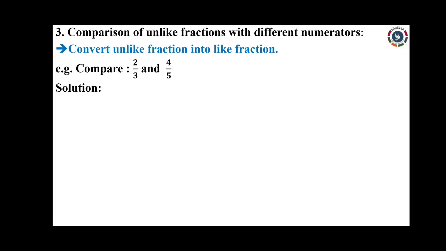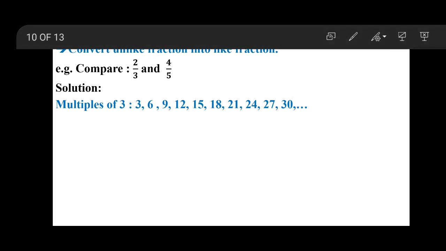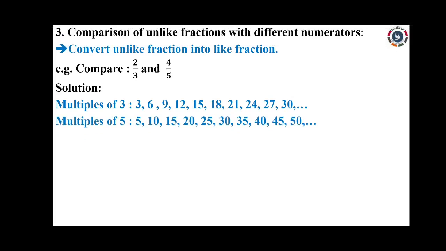Here the denominators are 3 and 5. So for this 3 and 5, first we have to find multiples. Multiples of 3 are 3, 6, 9, 12, 15, 18, 21, 24, 27, 30 and so on. Multiples of 5 are 5, 10, 15, 20, 25, 30, 35, 40, 45, 50 and so on.